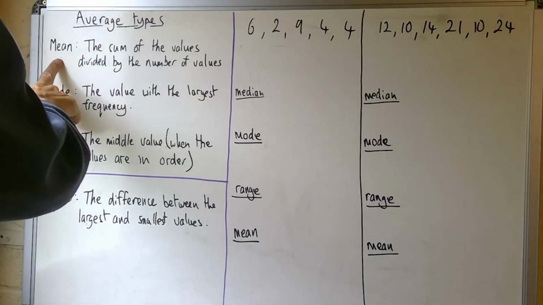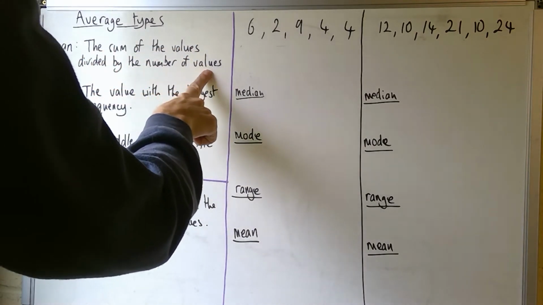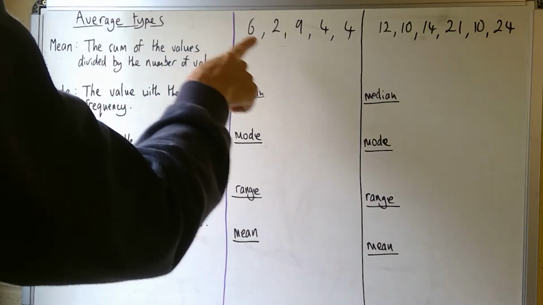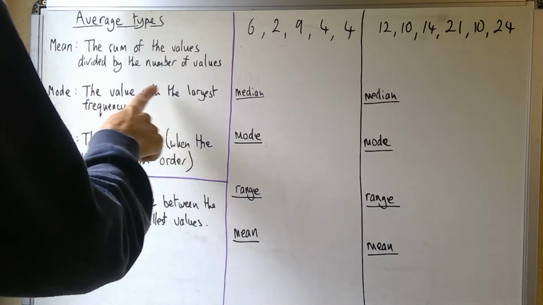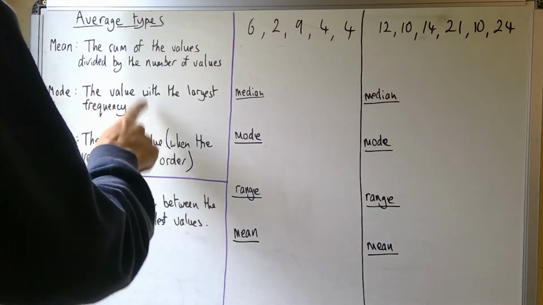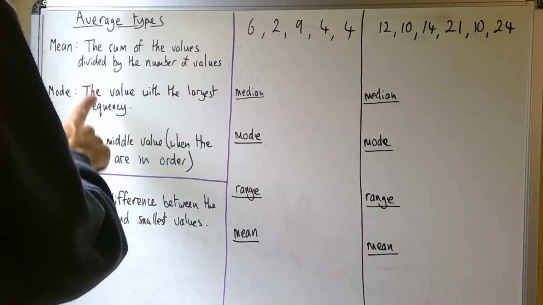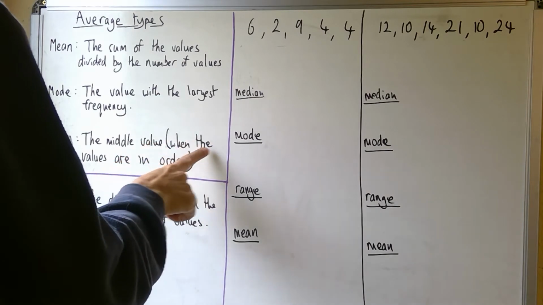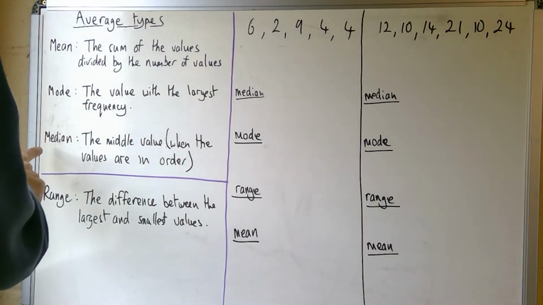The first one is the mean. That's the sum of the values divided by the number of values. You need to add together all the numbers and divide by how many there are. The mode, the value with the largest frequency. It's the number that occurs most often. And the median is the middle value, but these numbers must be in order before you find the middle one. These are the three averages.